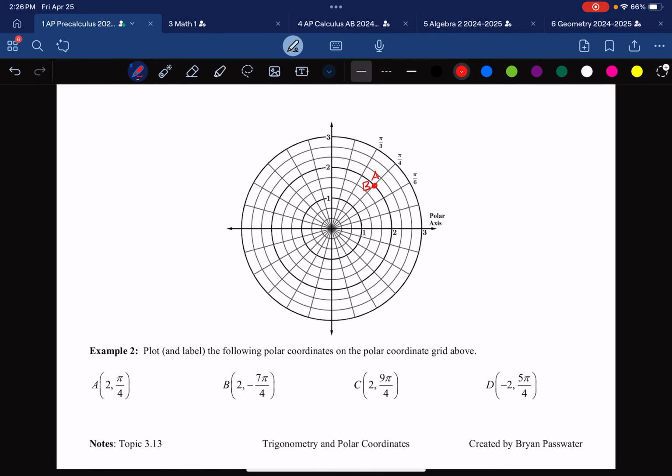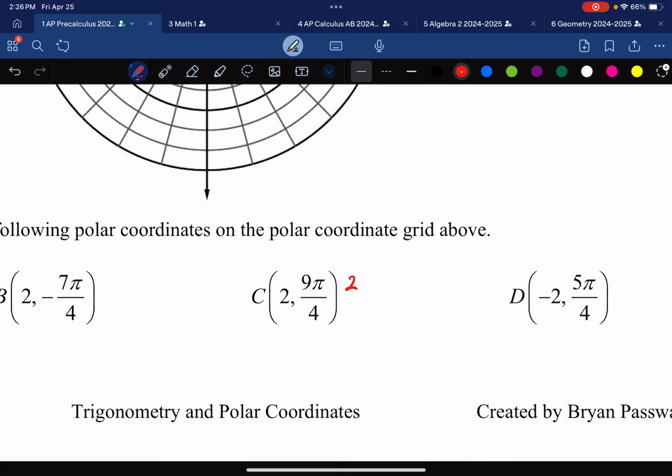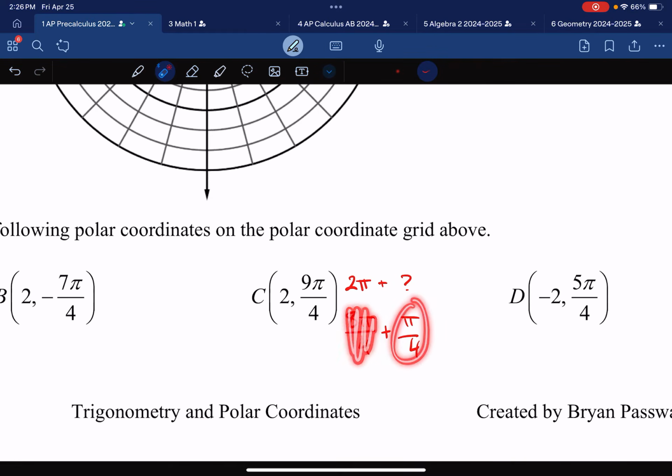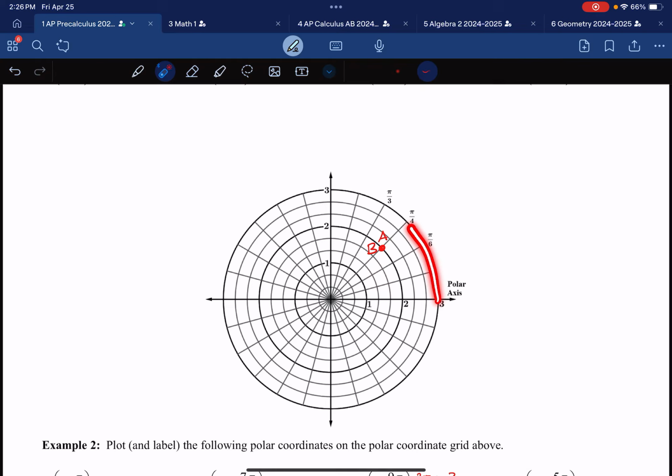That's also point B. What about the next one? 9 pi over 4. Okay, well, that's too big. That's the same thing as saying 2 pi plus something. So 2 pi is the same thing as 8 pi over 4 plus 1 pi over 4. So this 8 pi over 4 is a full rotation, which we can ignore, and it's really just pi over 4. And again, go out a distance of 2. So pi over 4, go out a distance of 2, is the same point a third time.